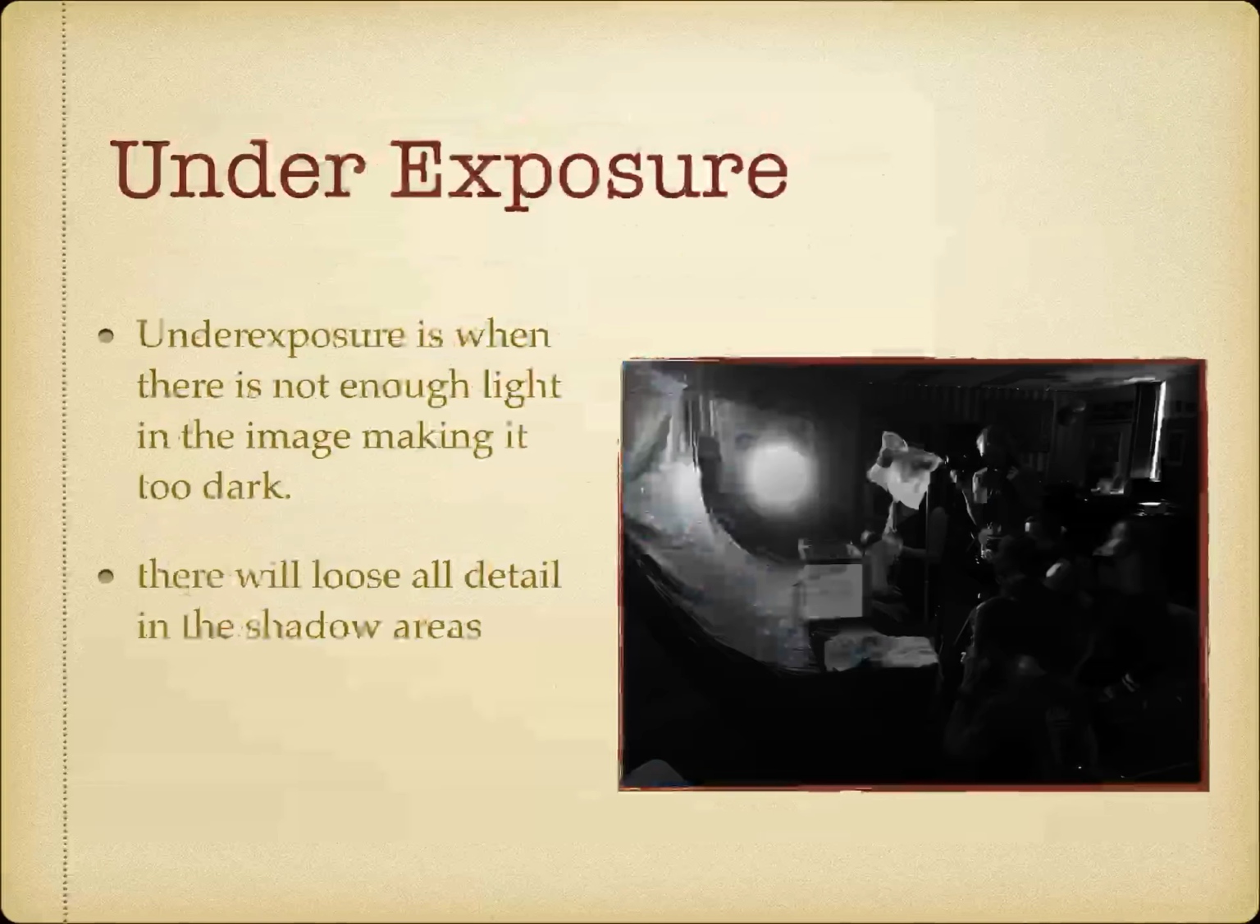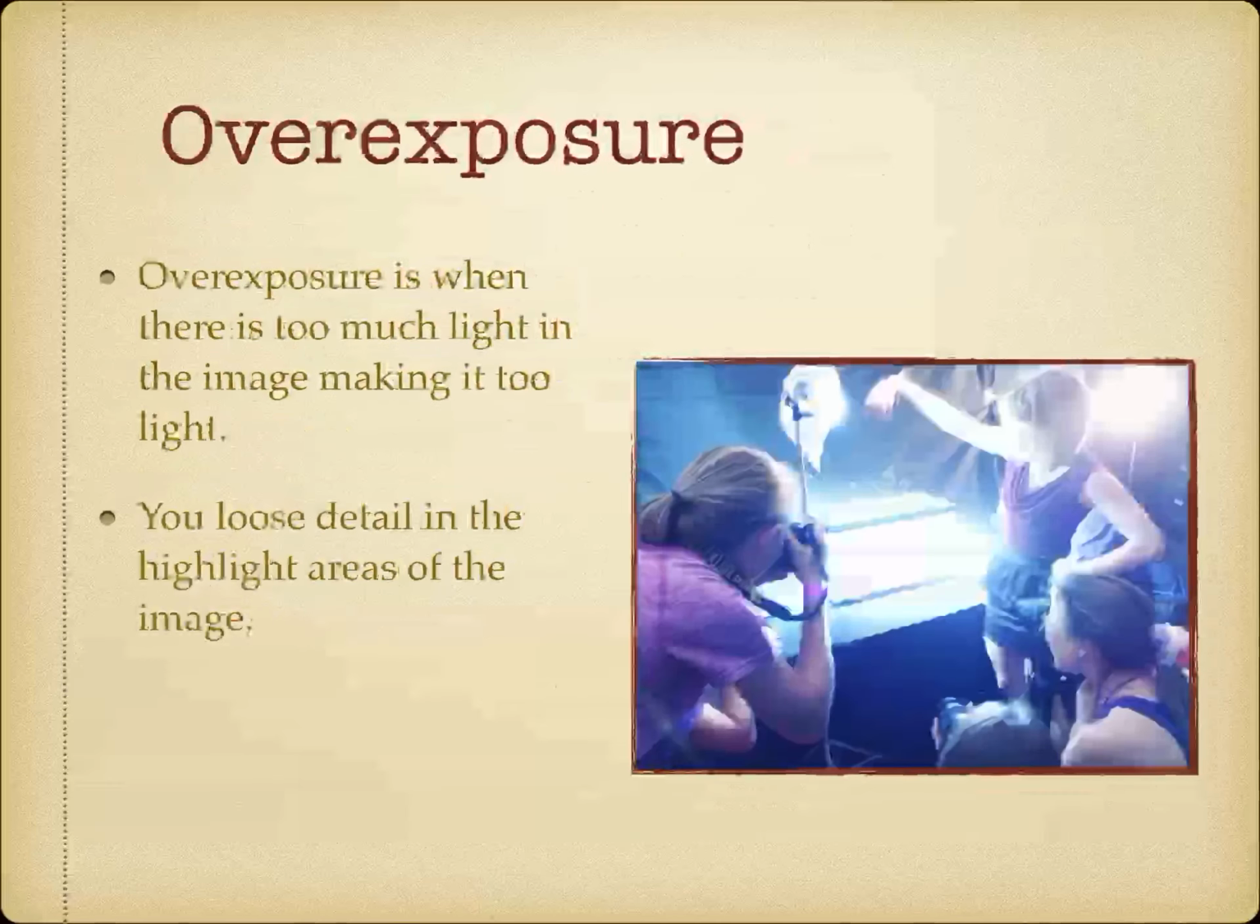Underexposure. Underexposure is when there's not enough light in the image, making it too dark. You lose the details in the shadowy areas. So check out this picture over here. You can see the bright lights and you can see parts of it, but there's parts of this image that are so dark that you can't see a thing and you lose all the detail. That's an underexposed image.